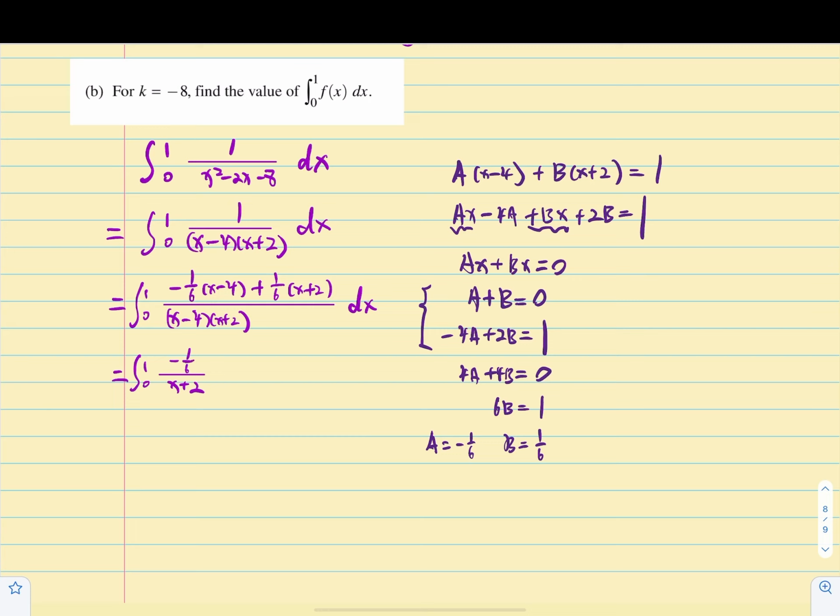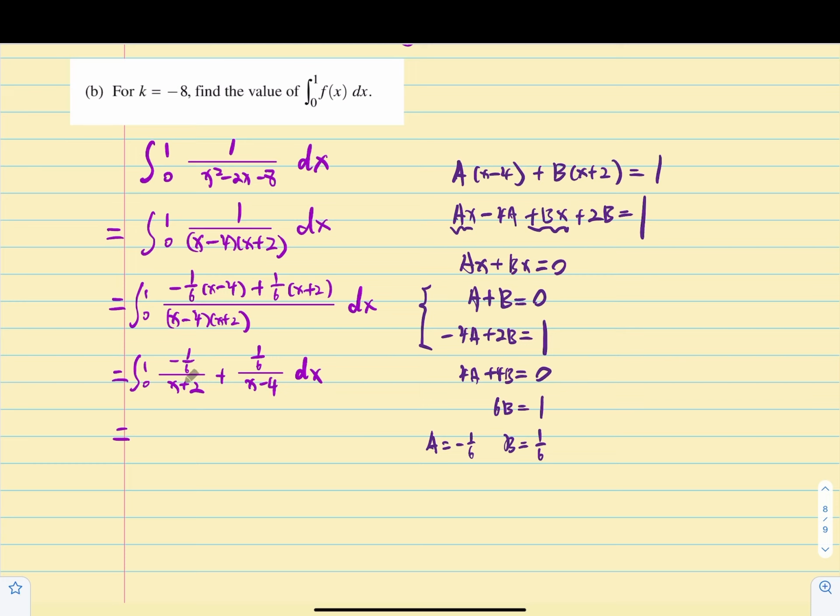So negative 1 over 6 times x minus 4, because the x plus 2 eliminates each other. We get a positive 1 over 6 of dx. So we continue to integrate this.